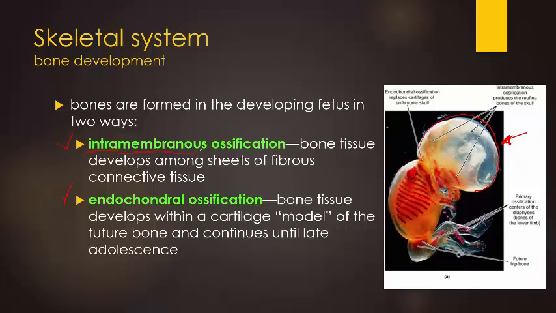The second form of osteogenesis is what is called endochondral ossification. Endo means within or inside. Chondra, hopefully you're remembering, means cartilage. So this is bone formation that occurs as bone tissue develops within or inside of a cartilage model of that future bone. And so there are two types of osteogenesis.